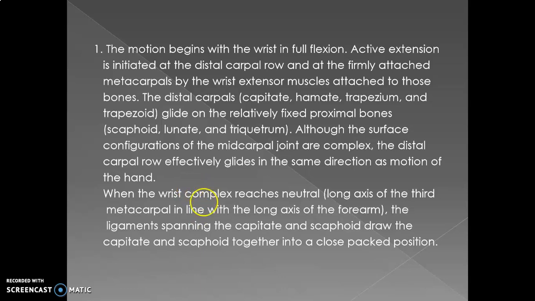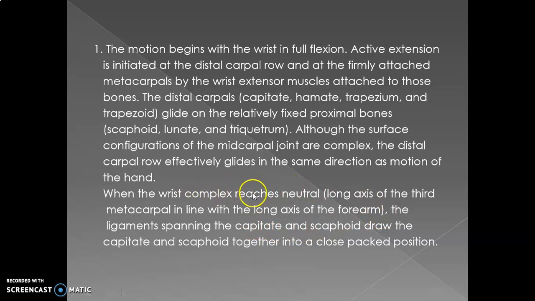The wrist is in neutral. The ligaments spanning the capitate and scaphoid draw them together. The scaphoid belongs to the proximal row and the capitate belongs to the distal row. Both are very important in each row. They draw the capitate and scaphoid together into a closed pack position. You already know what a closed pack position is: there is no free movement possible. So these bones, the scaphoid as part of the proximal carpal row and the capitate as part of the distal carpal row.